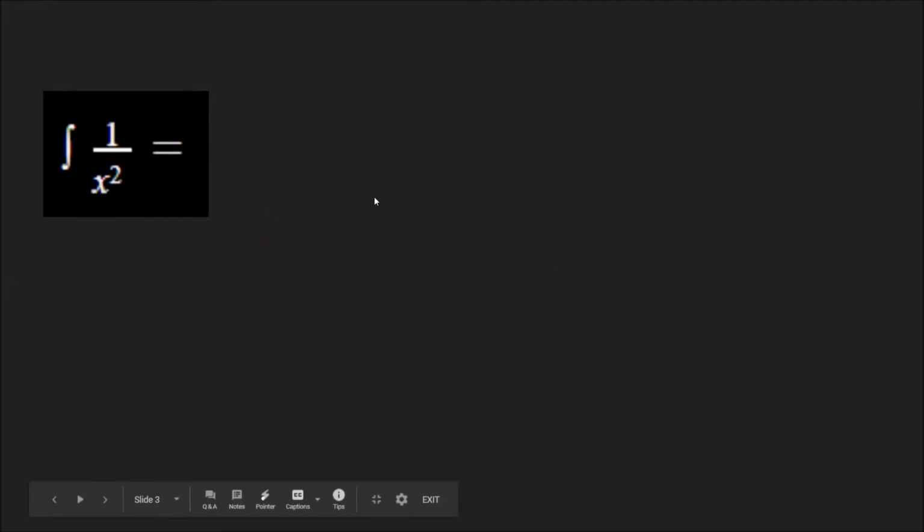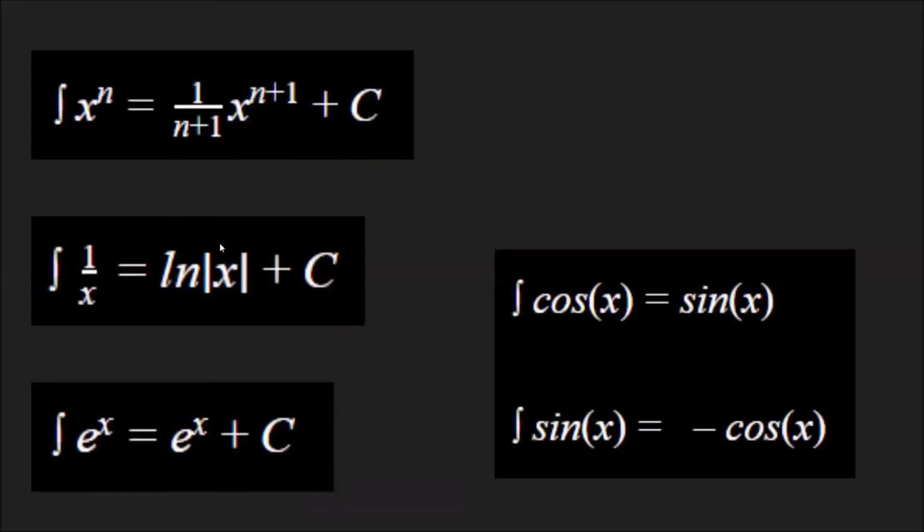Okay, so this is example problem 1. We're trying to integrate 1 over x squared. And you may think at first that this could be natural log x plus c. But I specified earlier that the derivative of natural log x is 1 over x. So it can't be natural log x because it is raised to a power that isn't 1. So let's make this easier on ourselves, and let's equate this to x to the power of negative 2.